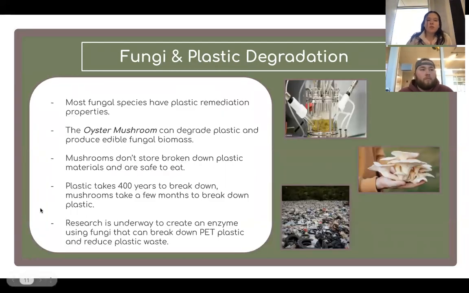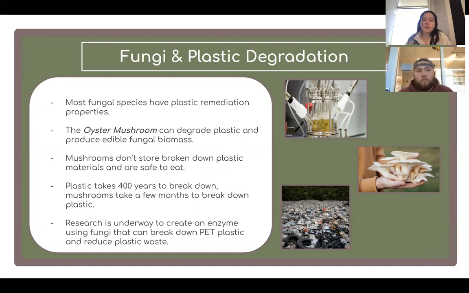So our topic of interest was fungi and plastic degradation. Most fungal species have plastic remediation properties, meaning that they can be used to reverse environmental damage created by overflowing plastic waste. The oyster mushroom is a good example of a fungus with these properties because they allow the plastic to go in and not be stored. They store the compounds that are necessary for them to live, which means they don't store broken down plastic, so that mushroom is still edible.